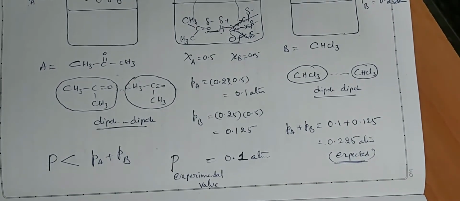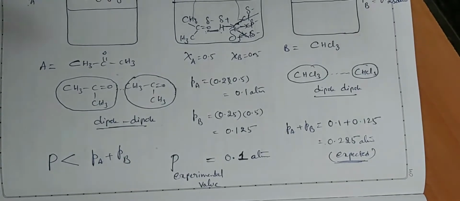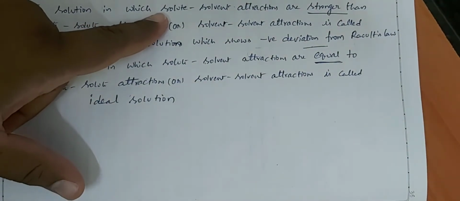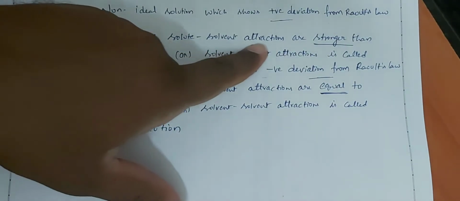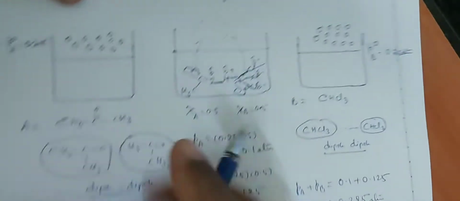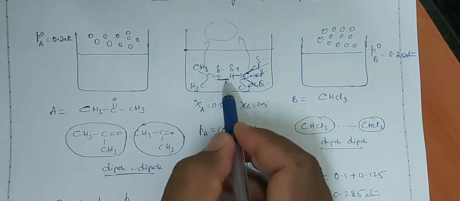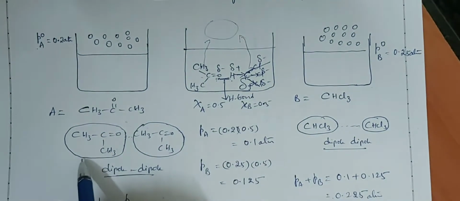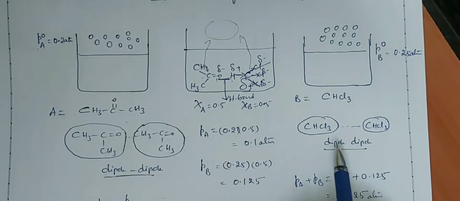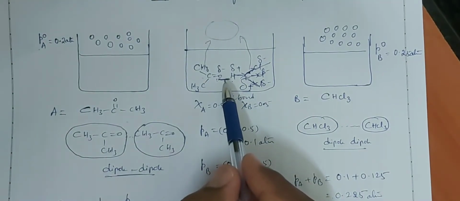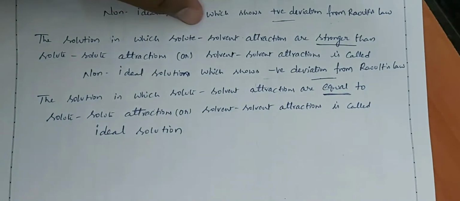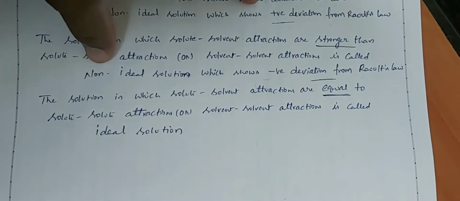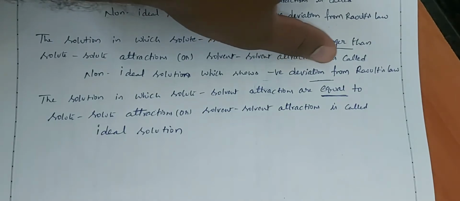This is the example for non-ideal solutions which show negative deviation from Raoult's law. Immediately now we will see the definition. Here, solute-solvent interactions are getting stronger because this is a hydrogen bond. Hydrogen bond is stronger than dipole-dipole forces. That's why a solution in which solute-solvent attractions are stronger than solute-solute attractions or solvent-solvent attractions is called a non-ideal solution which shows negative deviation from Raoult's law.